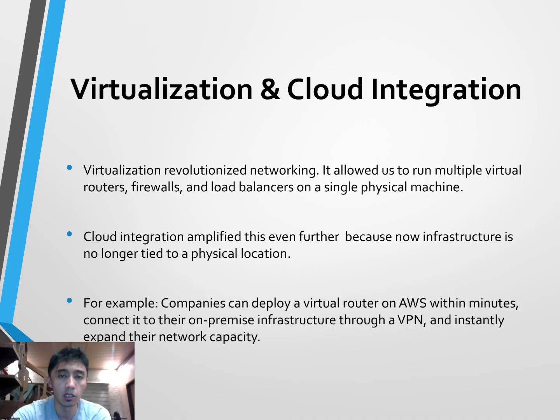Virtualization and cloud integration. Virtualization revolutionized networking. It allows us to run multiple virtual routers, firewalls, and load balancers on a single physical machine. Cloud integration amplified this even further, because now infrastructure is no longer tied to a physical location. For example, companies can deploy a virtual router on AWS within minutes, connect it to their on-premise infrastructure through a VPN, and instantly expand their network capability.